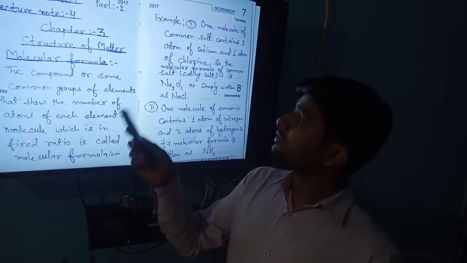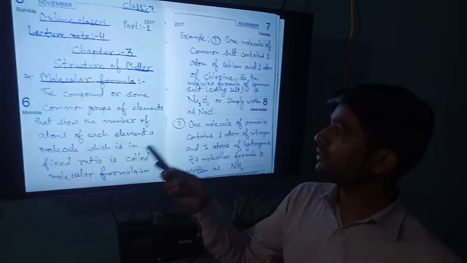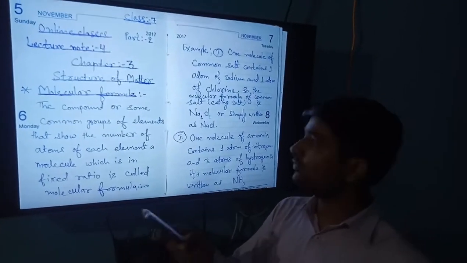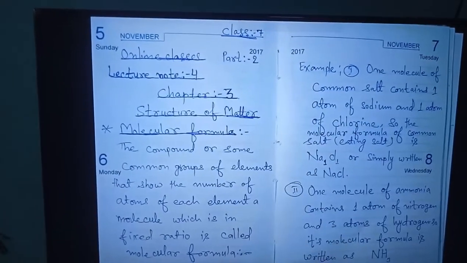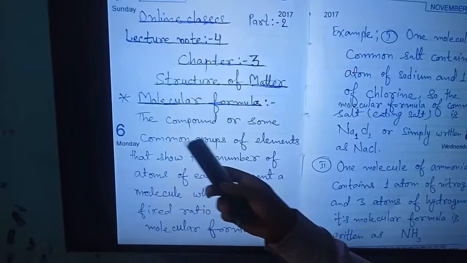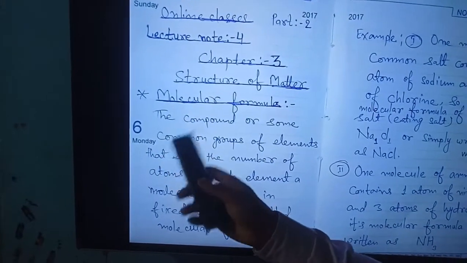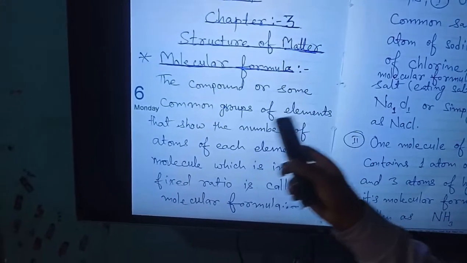We are going to talk about chapter 3, the second part, the state of the metals. We have already read the first part, the structure of metals. We are going to start from the second part. First topic, molecular formula. We are going to go through the definition.